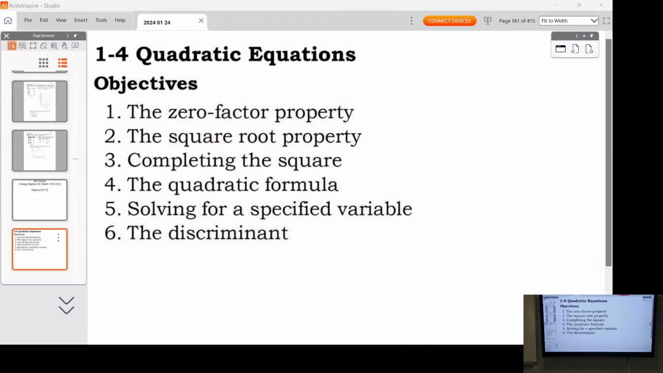Okay? Zero factor property, we're going to talk about that first, and the square root property, and completing the square. We should finish all three of those today. And then that would leave quadratic formula, solving for a variable, and the discriminant for tomorrow. If I get further than what I've mentioned, then I will. That's fine. But I'm thinking 2 days on this lesson.